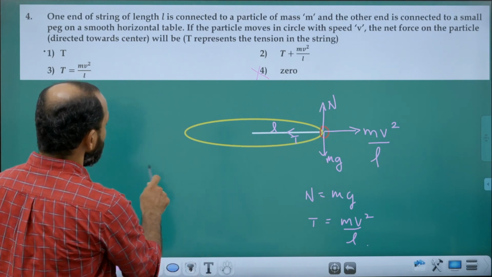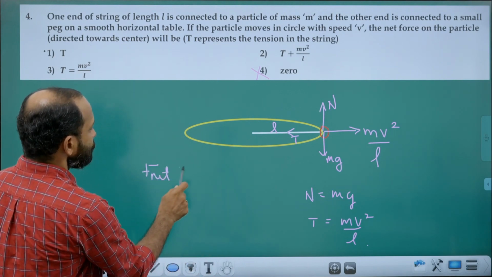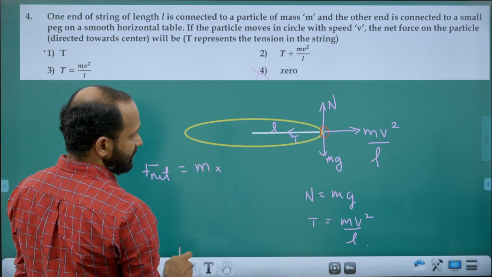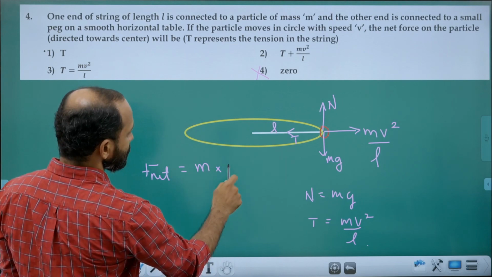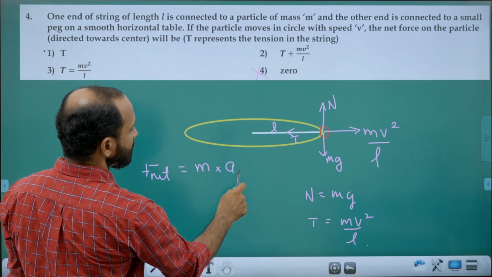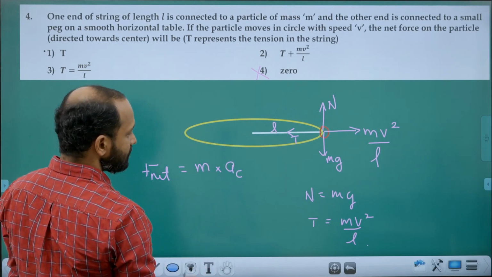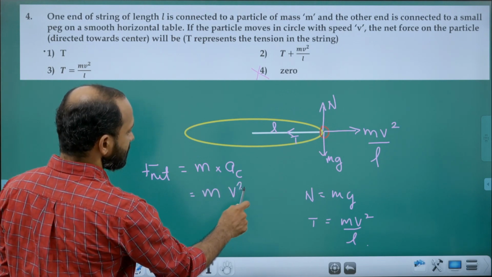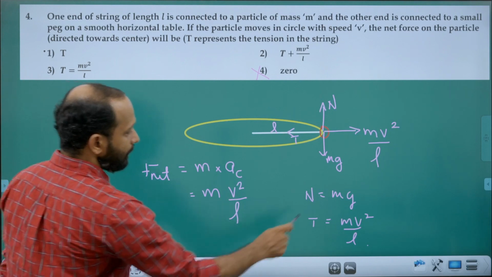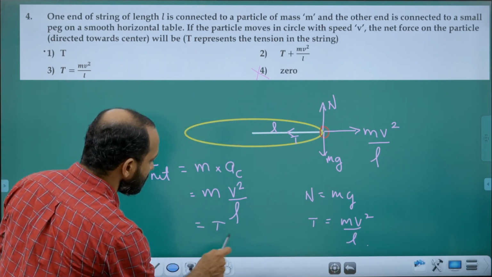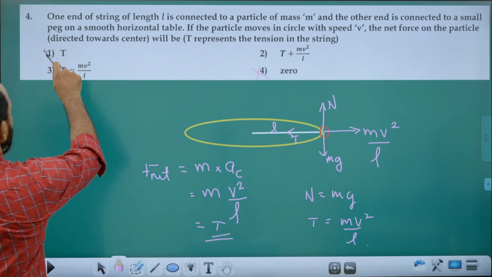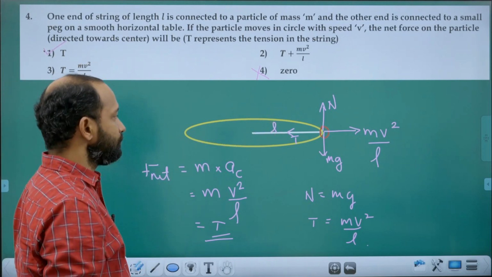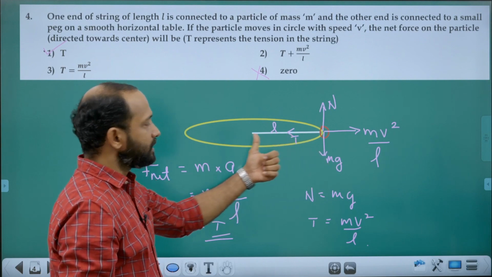So what is the net force? Net force is equal to mass times acceleration. As it is uniform circular motion, there is only one acceleration component, that is the radial component called centripetal acceleration. So m times, what is the formula for centripetal acceleration? That is v square by L. But mv square by L is nothing but T. So our correct answer is the first option. So tension is the net force acting on this body, which is directed towards the center.